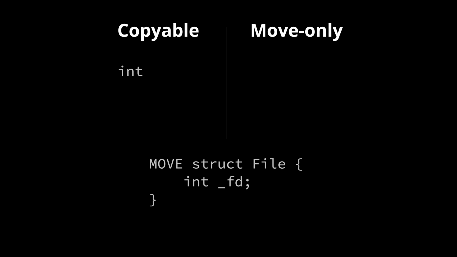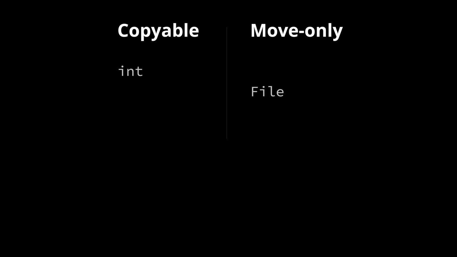Is our file type copyable? No. We've declared it with the move keyword because it owns an open file descriptor, and we want to make sure there is always a single instance that's responsible for that resource. How about other structs? Here's a struct called point containing x and y coordinates. Should that be copyable? Yes, sure. It's just a value type. It doesn't have responsibility for any kind of resource that we need to manage, so copying it won't cause any problems. And this type is not declared with the move keyword, so it's copyable.